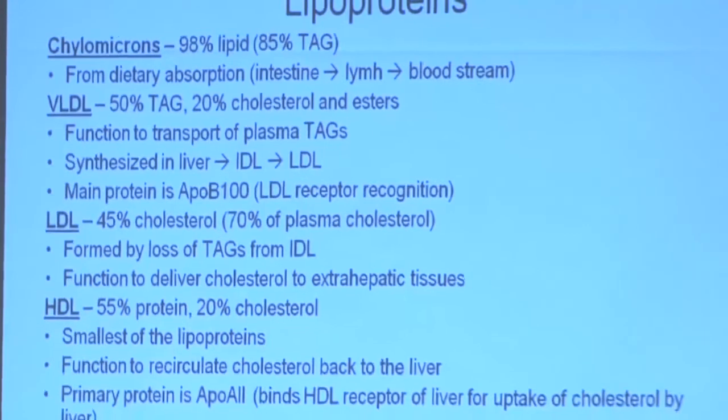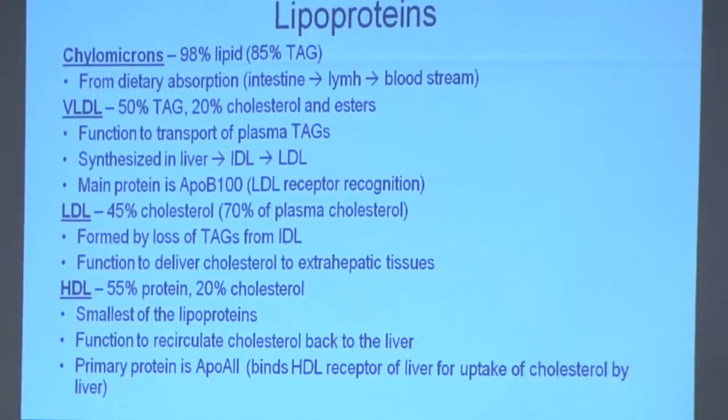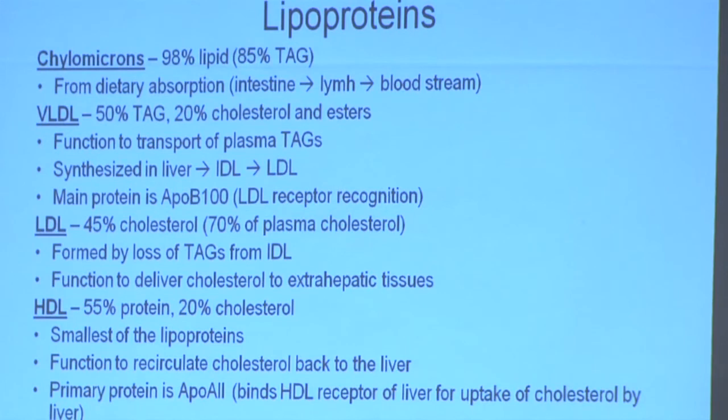Cool, couple other things. If you look at VLDL, its main protein is ApoB100. Notice because VLDL turns into LDL, what do you suppose LDL's main protein is? Also ApoB100. And it's a convenient protein to have because that's involved in LDL receptor recognition. So that's the way LDLs get recognized in interacting with other cells. HDL's main protein is ApoA2. And that's what's involved in binding the HDL receptor so that the liver can take up that cholesterol to recycle it. Cool.